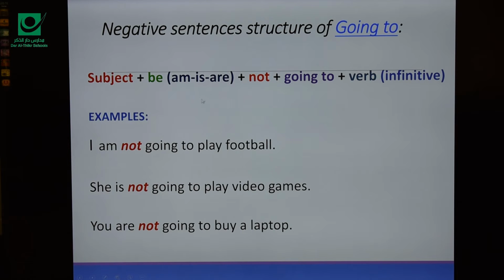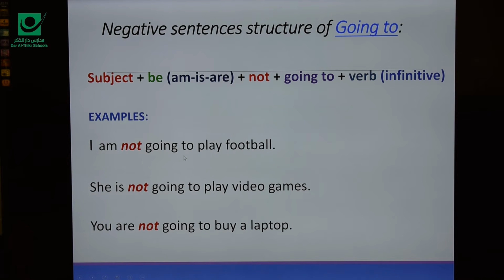Negative sentences, structure of going to. We put not after am, is, are. For example, I am not going to, he is not going to, they are not going to, and infinitive here. Let's take some examples.